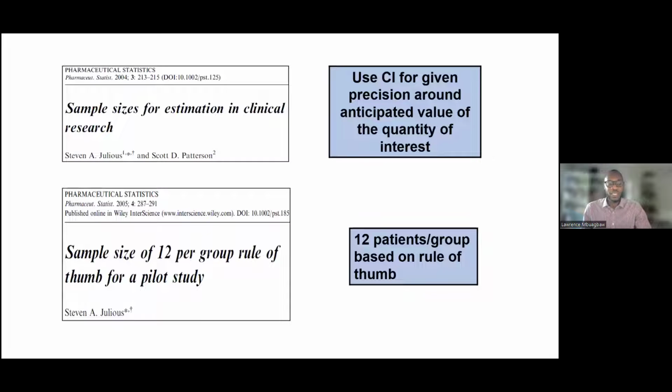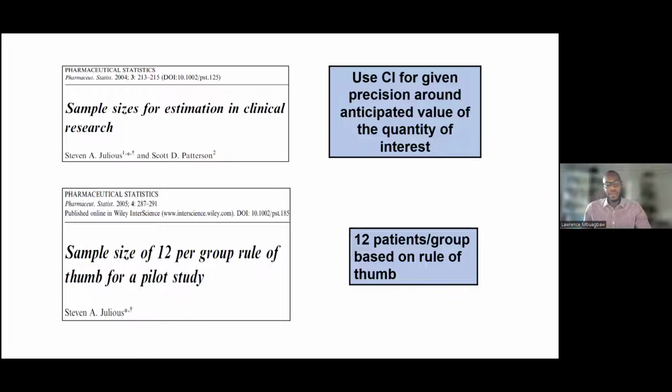Initially, it was recommended that you should use the confidence interval for a given precision around an anticipated value or quantity of interest. For example, if you're aiming for a recruitment rate of, say, 80%, that is 80% of the people you approach agree to participate in your study.